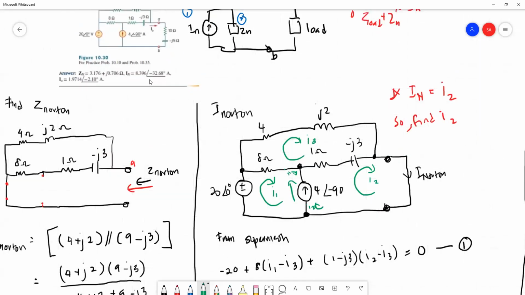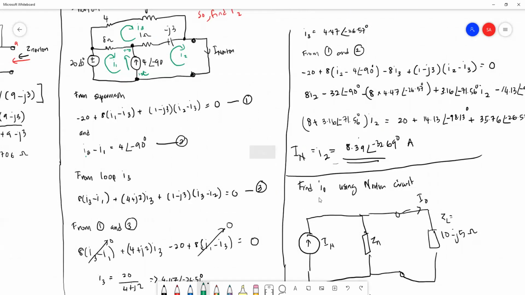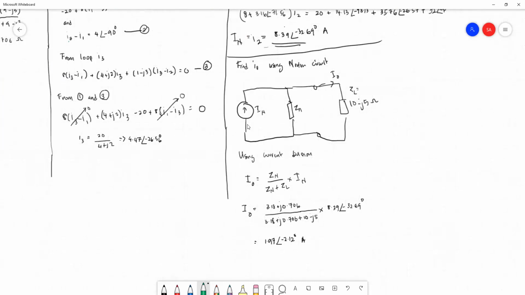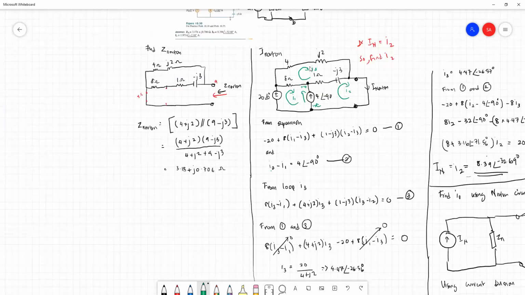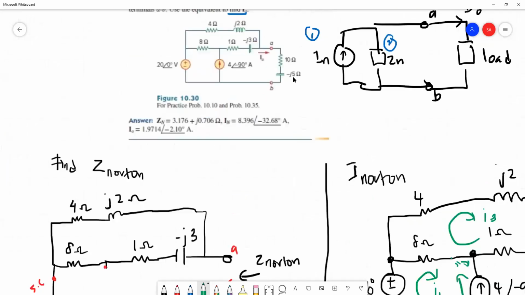Right now we have already obtained Zn and In. The next step is to find IO. So this is the Norton circuit, with In and Zn, which we have already calculated, and this is your impedance ZL, 10 minus J5, which is from the original circuit here. 10 minus J5.